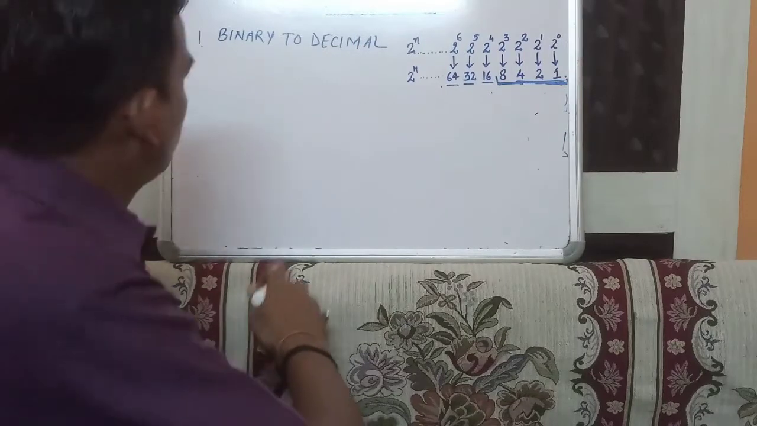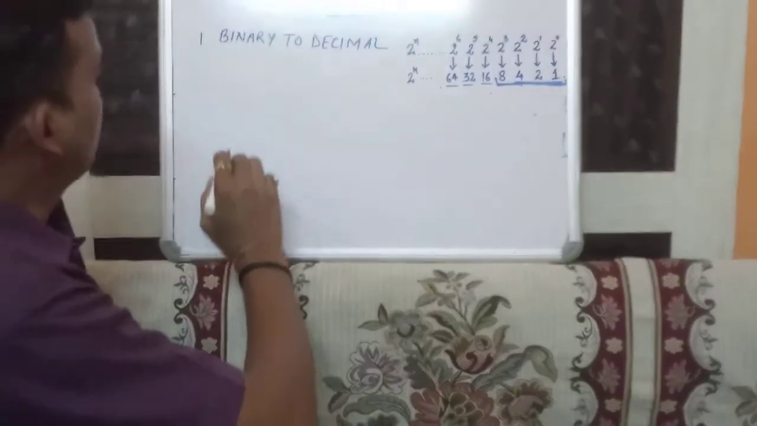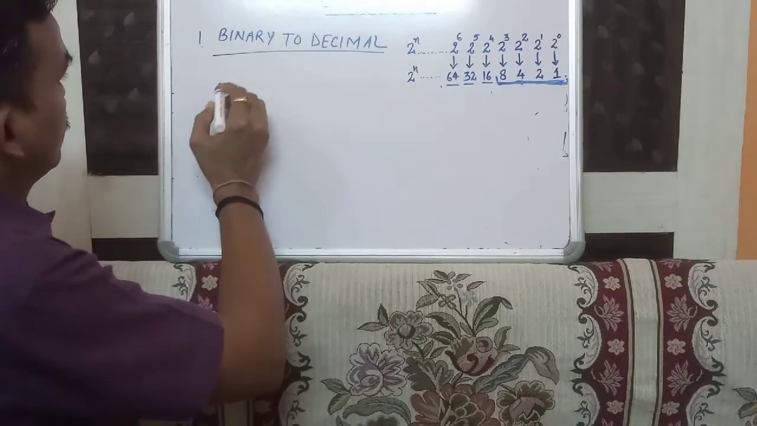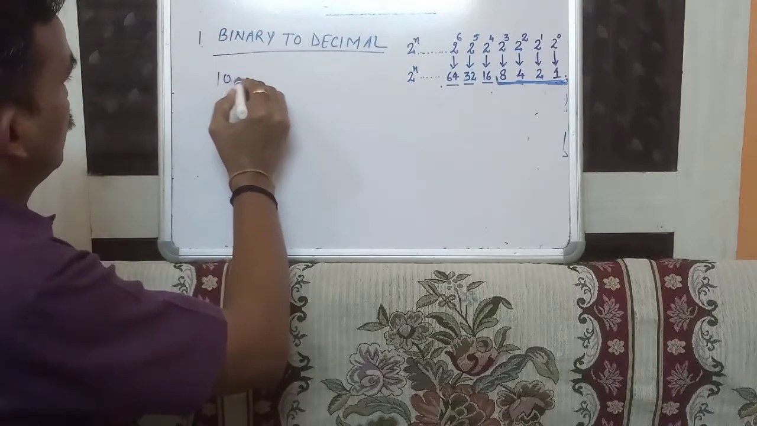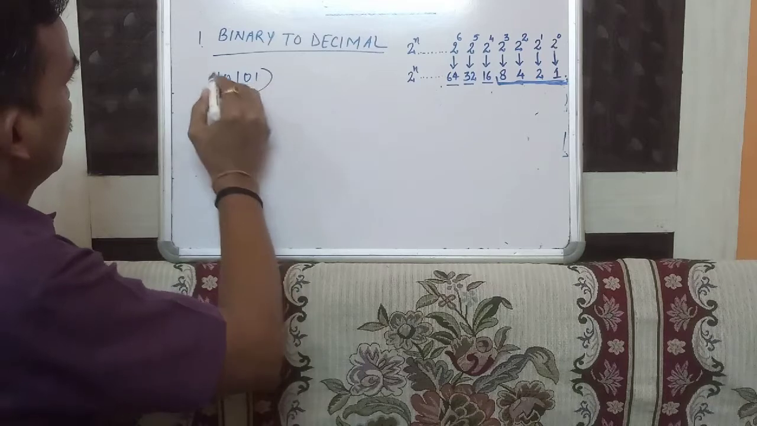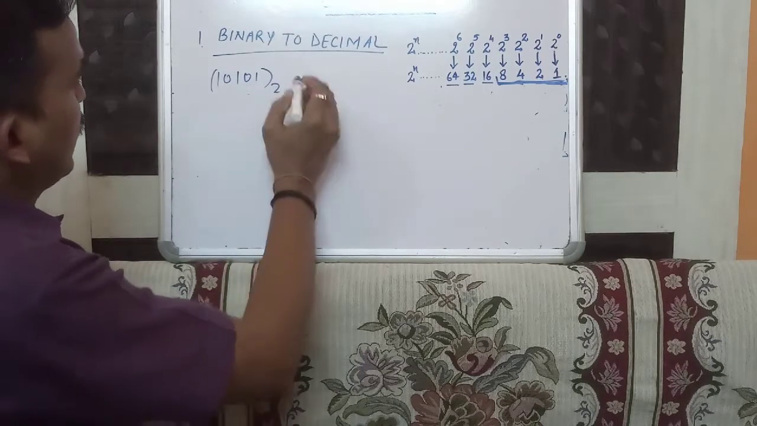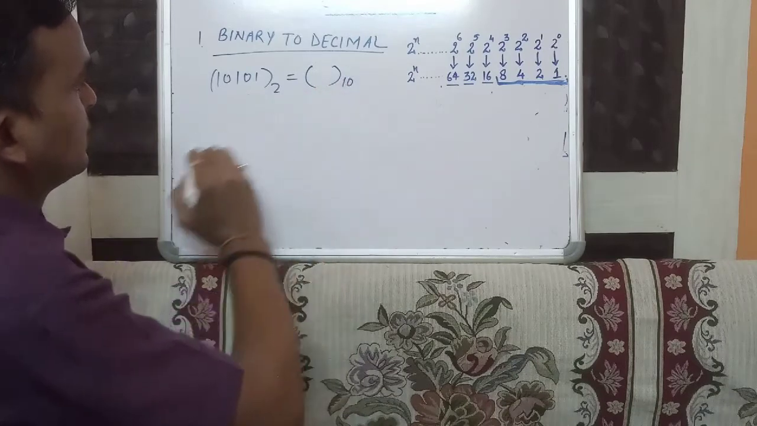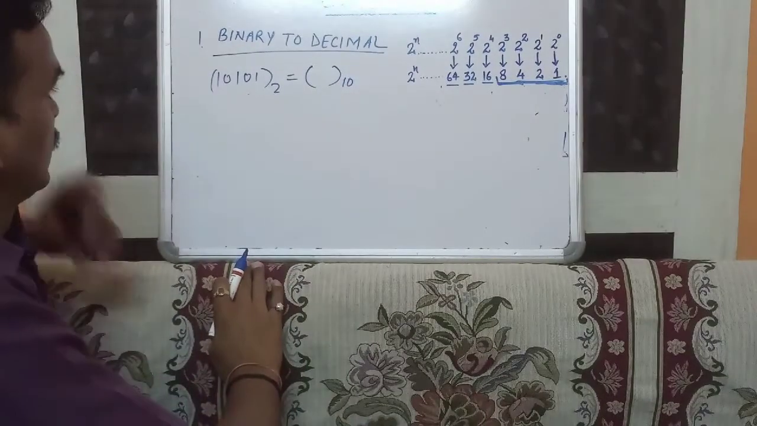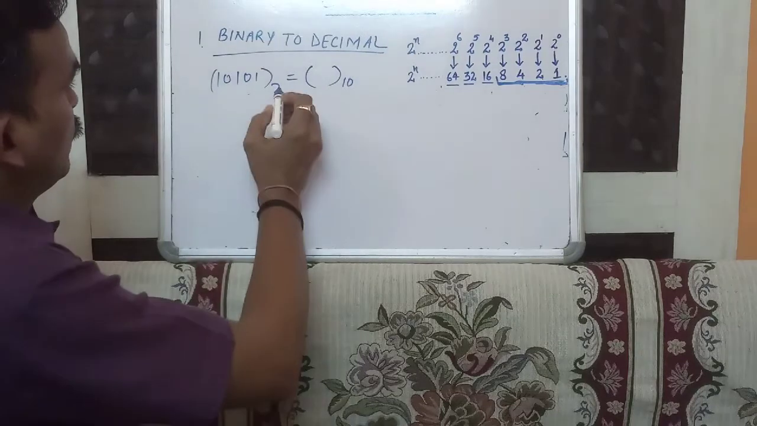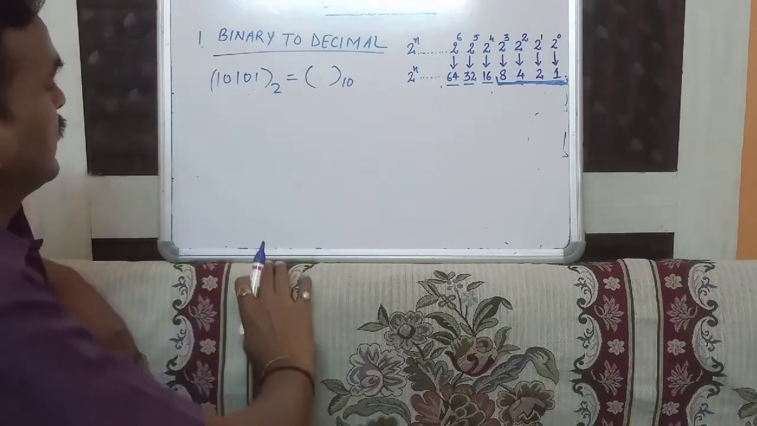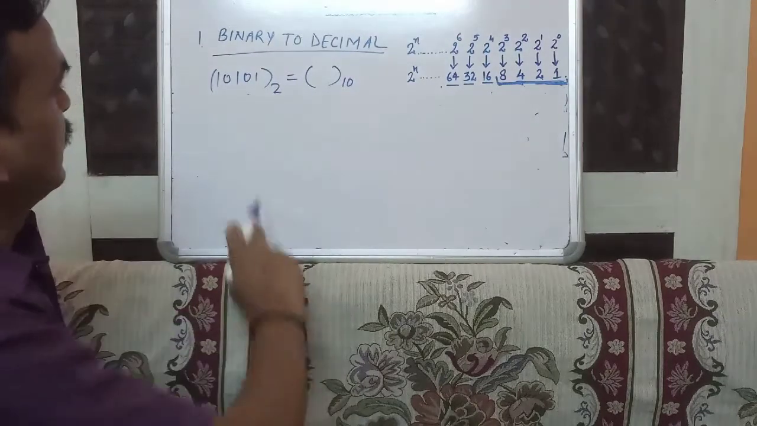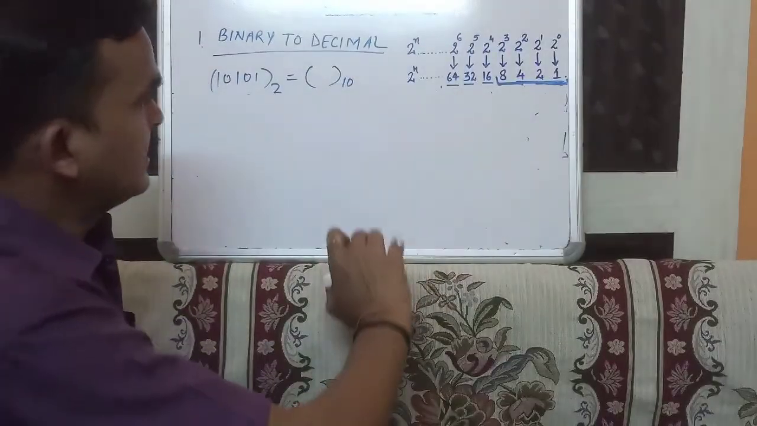Suppose we talk about the binary to decimal conversion. In this conversion, suppose we have the number 10101. This is a binary number, and we have to calculate it in decimal, which is base 10. What we will do is make a simple calculation. We will put that number into this number series.